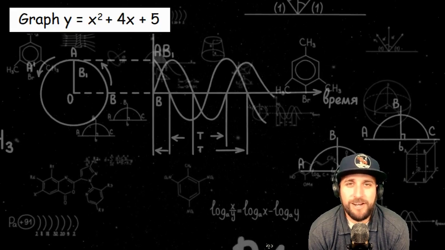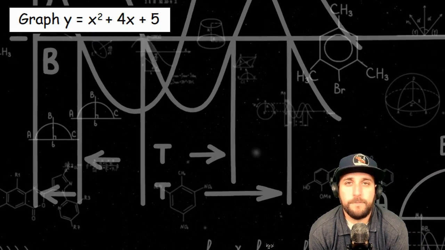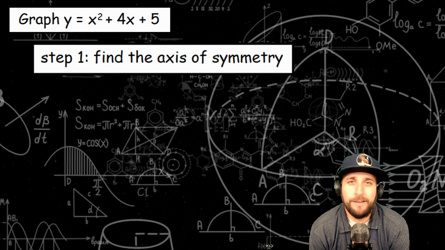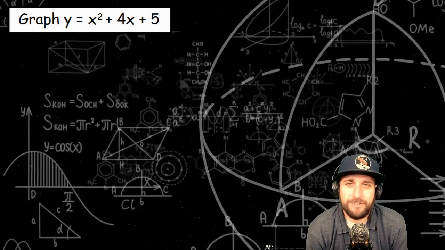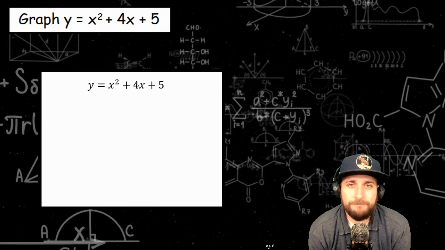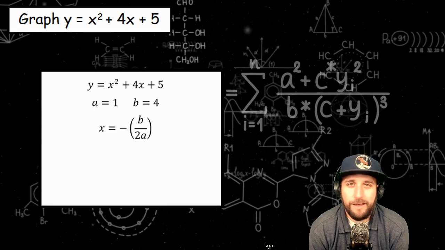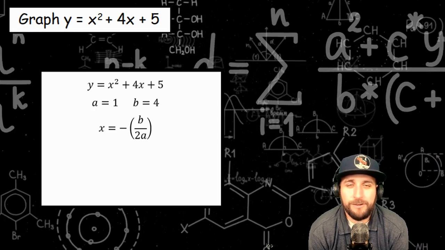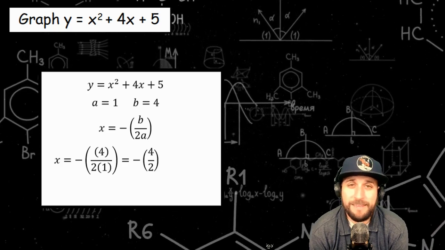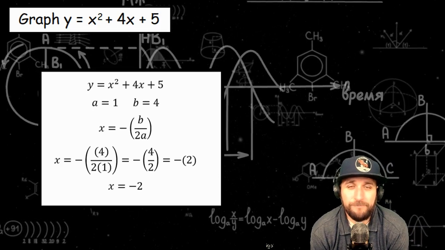We're graphing the quadratic function y equals x squared plus 4x plus 5. Step 1, we want to find and graph the axis of symmetry. If you forgot how to find the axis of symmetry, there's a card in the top right-hand corner. Feel free to check it out. But we use a formula: x equals the opposite of b over 2a. So we take a and b from our quadratic function and find the axis of symmetry. So our axis of symmetry is at -2.